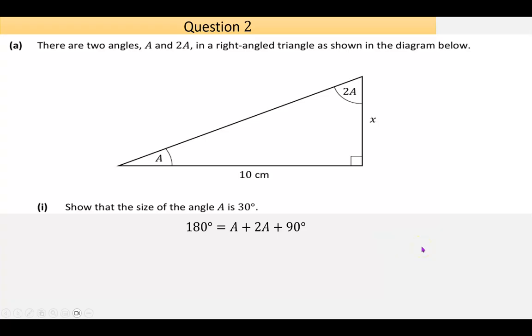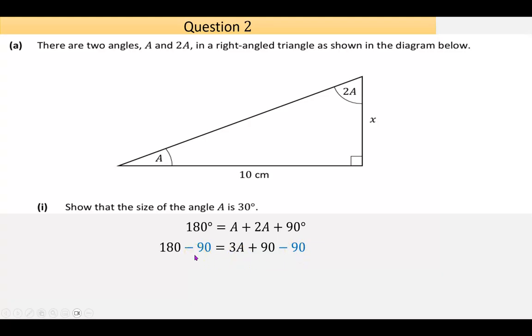And now I go, well, look, I can do a bit of work here. I can simplify a bit. I add the A and 2A, and that gives me 3A. But I also realize that if I'm solving this, I want to know what A is. So this 90 is in the way. One way to get rid of something is to take it out. If I take it out on this side, I have to take it out on the other.